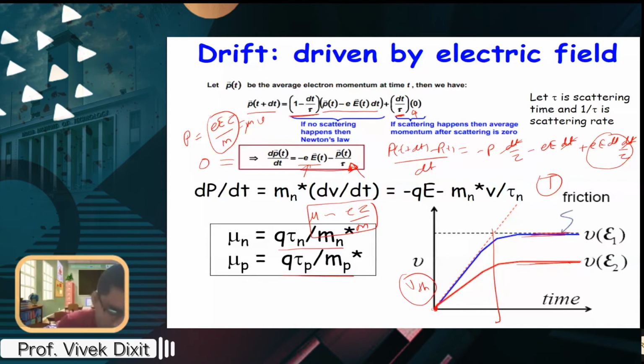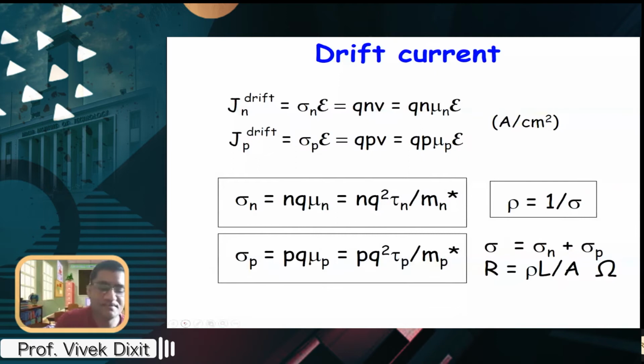And from this, of course, we can write your familiar expressions. The drift current density due to electrons will be q n mu n times E. The drift current density due to holes will be q p mu p times E. And if you define the conductivity, then conductivity is basically n q times mu, right? So if you substitute mu here, you have n q square tau by m. Similarly, conductivity due to holes, q p square tau by m, right? And rho is the resistivity, which is 1 by conductivity.